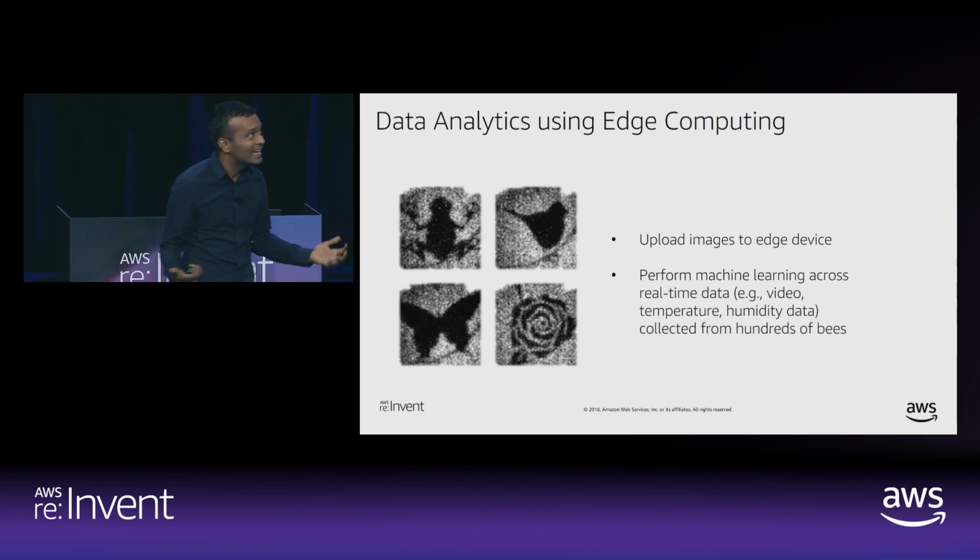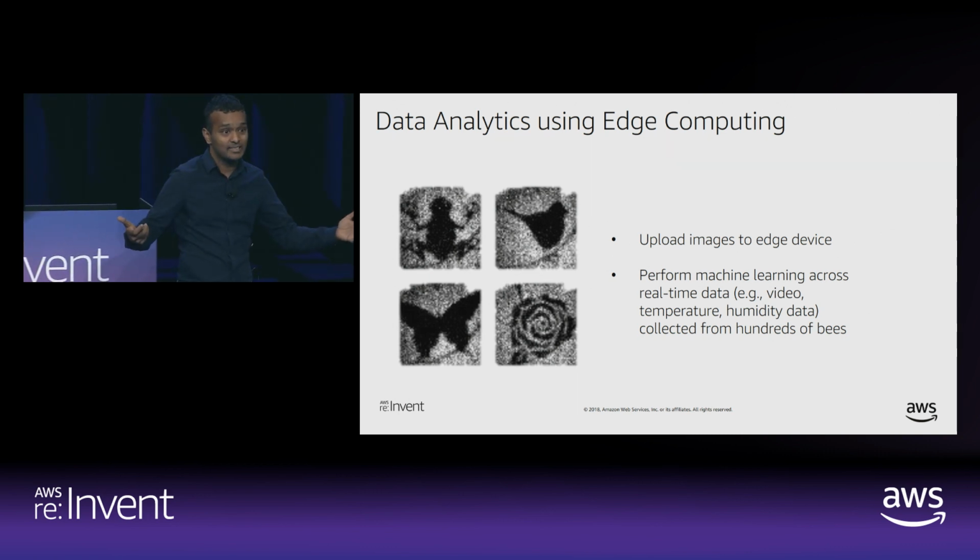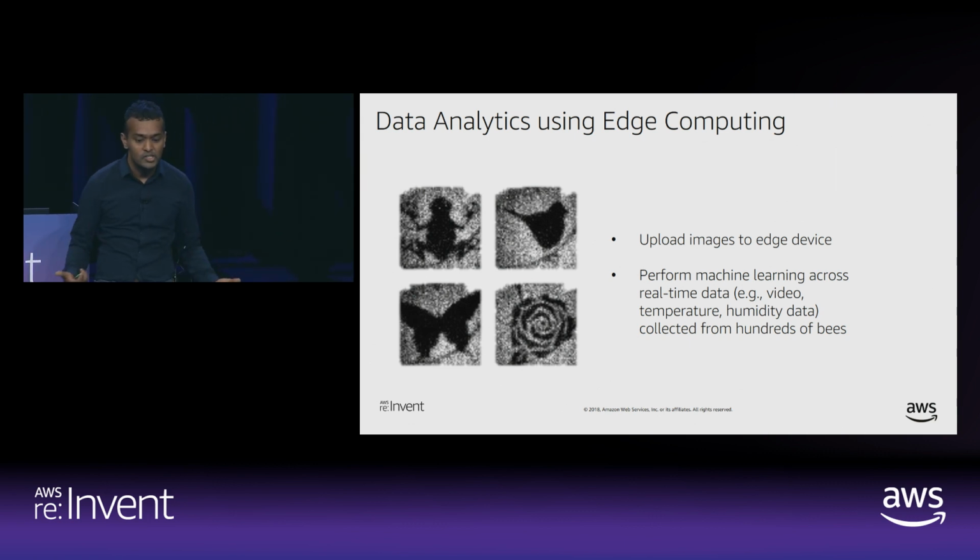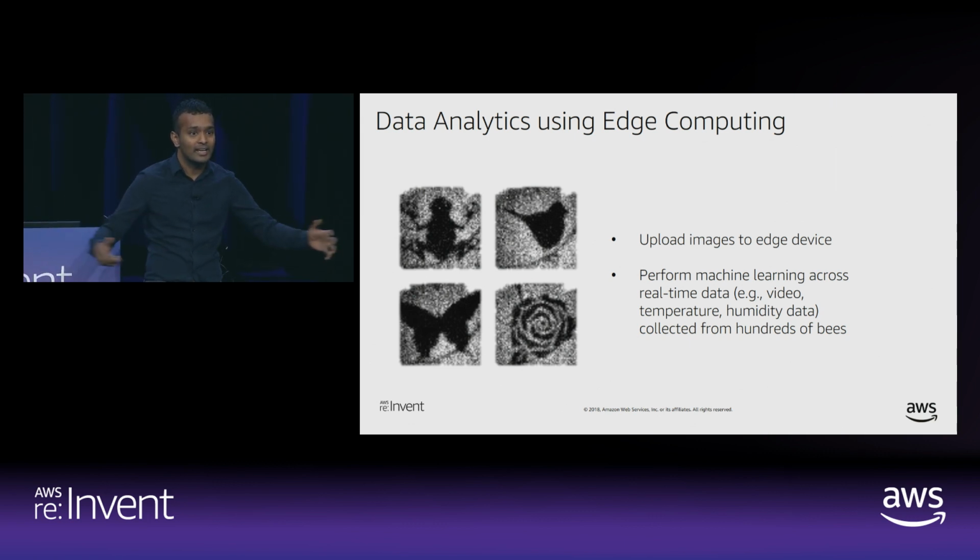For example, you can collect the data across all the bees. You can get the video data, the temperature data, the humidity data, and you can collect all this location-based data and try to understand what's really happening in the farm. And this can be pretty powerful when you couple it with machine learning techniques.